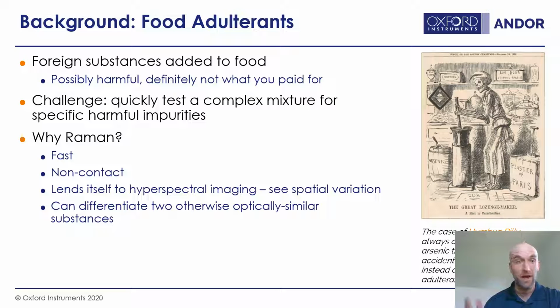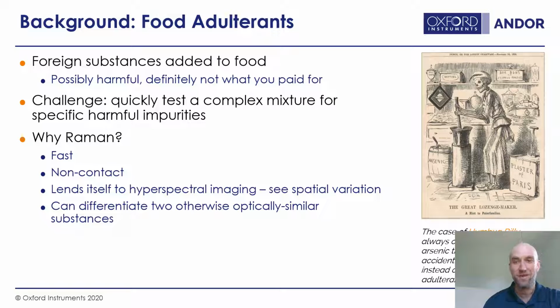Why? Fast, non-contact, lends itself to hyperspectral imaging, so you can see spatial variation where you'd measure the spectra in one way or another from here, some matrix or a series of lines, and learn something about, oh, there are clumps of this here and this here, and it can differentiate between two otherwise optically similar substances, which can be very difficult.